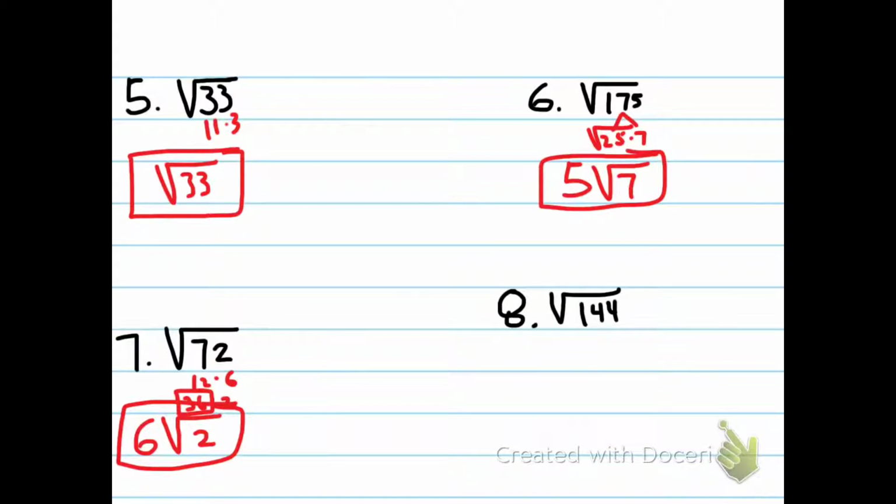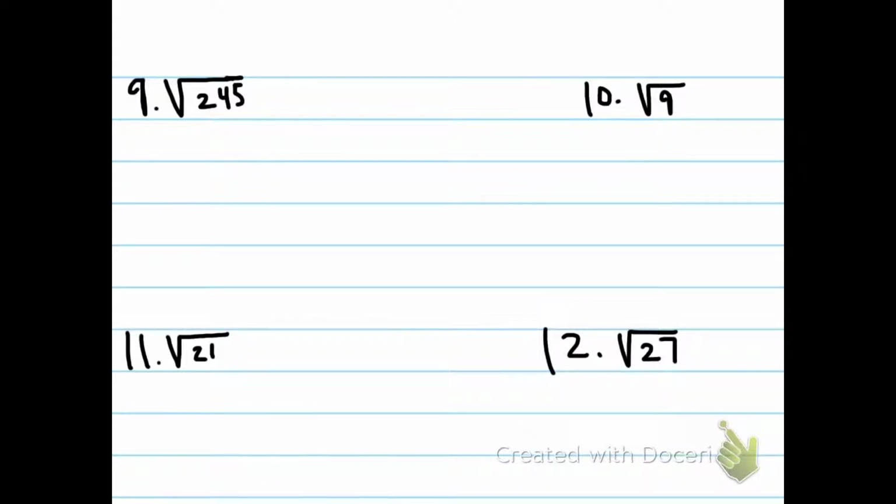For our last example problem, the square root of 144 is of course 12. Don't get confused and write the square root of 12, because that's not the same thing as just 12. Pause the video, grab some paper, and try solving these problems on your own. For number 9, since it ends with a 5, I just divided it by 5 and I got 49. So 49 times 5, and 49 is a perfect square. The square root of 49 is 7, and there's a 5 on the inside, so your answer is 7 root 5.